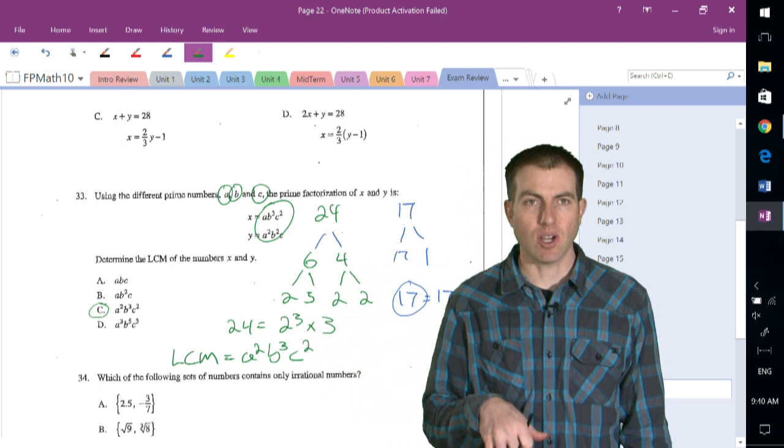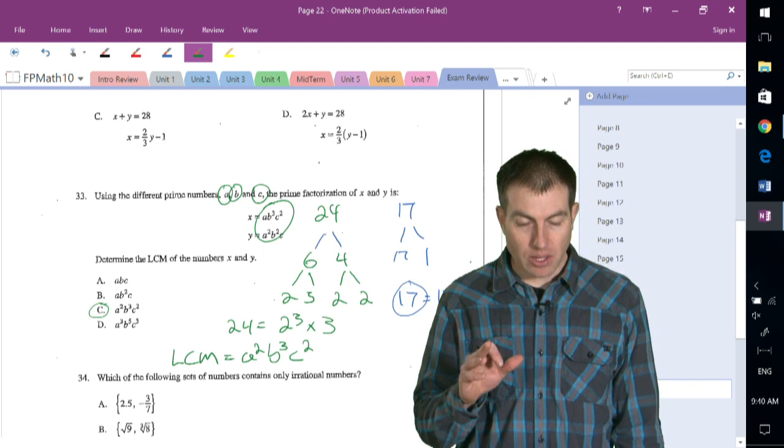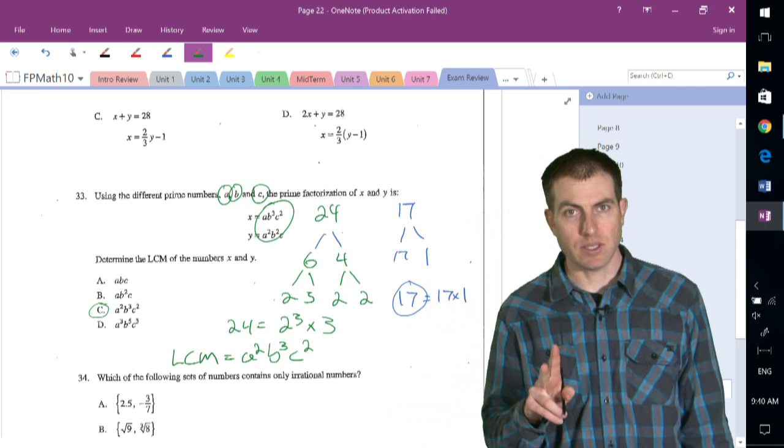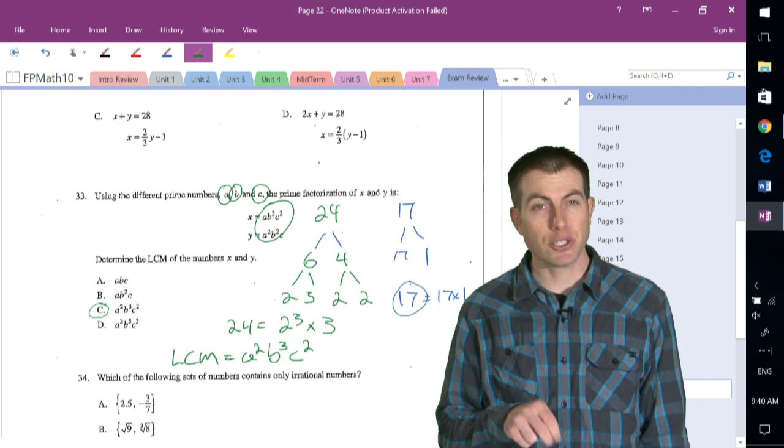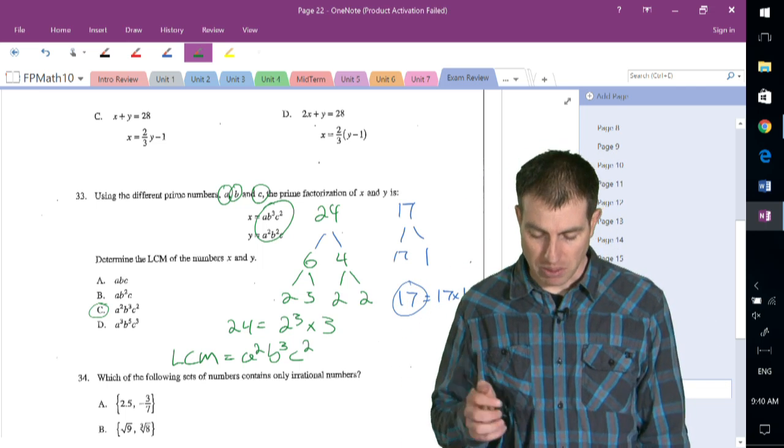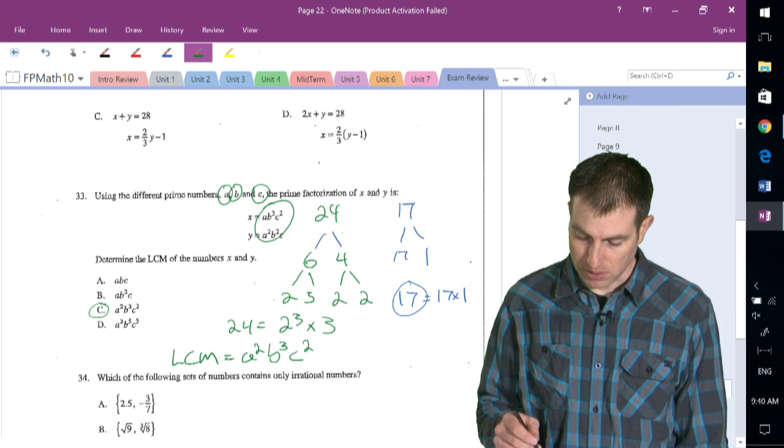How do I find the least common multiple? And there was two ways I showed you to find the LCM. And this is how they make sure you're not just multiplying numbers. The other way you can find the LCM is just multiply the numbers.